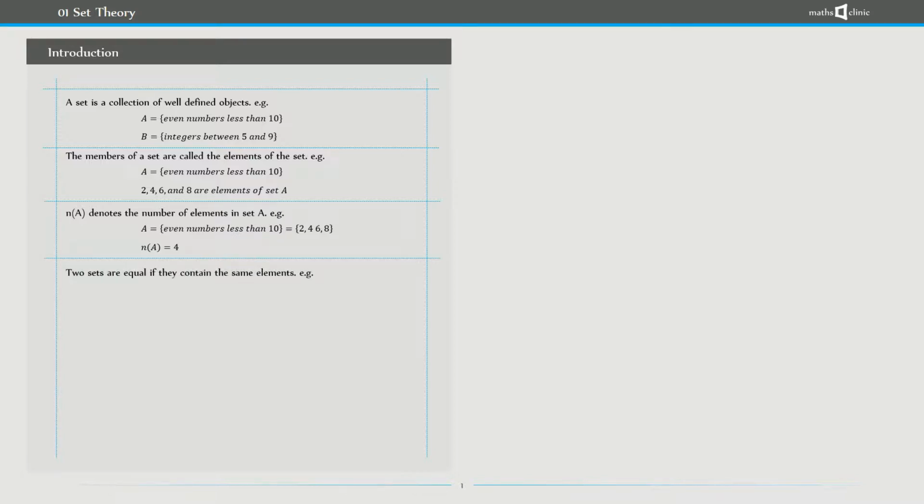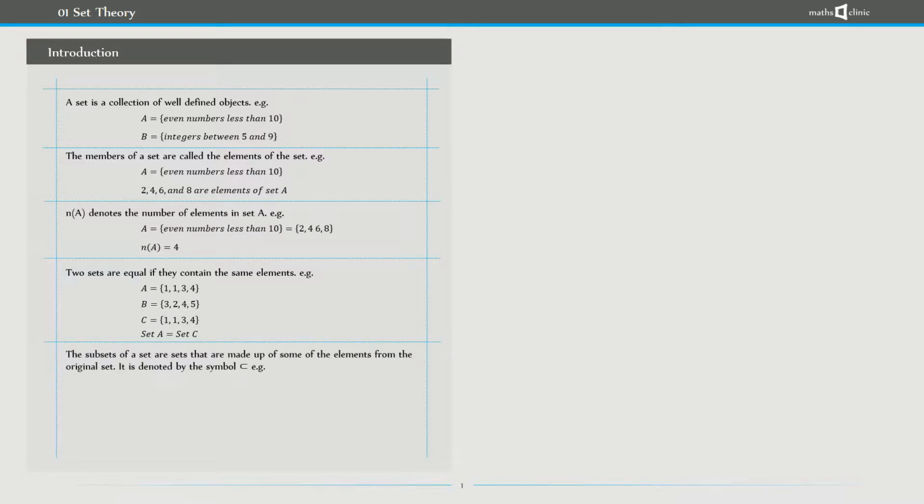Now, two sets are equal if they contain the same elements. For example, if you have that A equals 1, 3, 4, and you have that B is 3, 2, 4, 5, and C is 1, 3, 4, you'd have that set A equals set C because you have the exact same elements in set A as you have in set C.